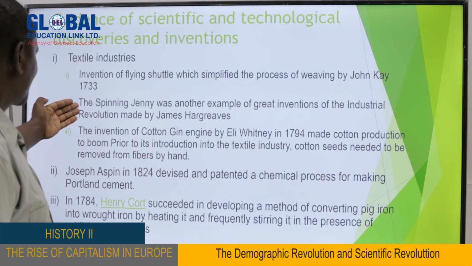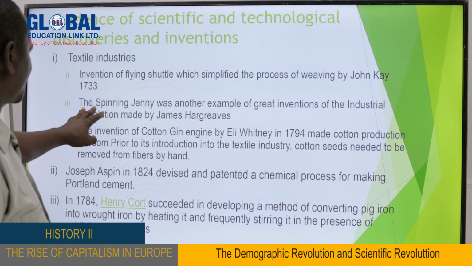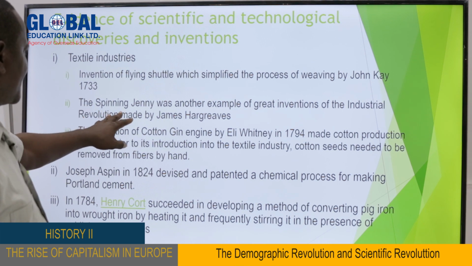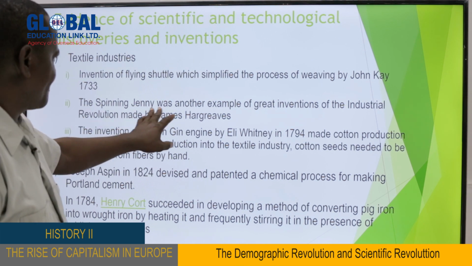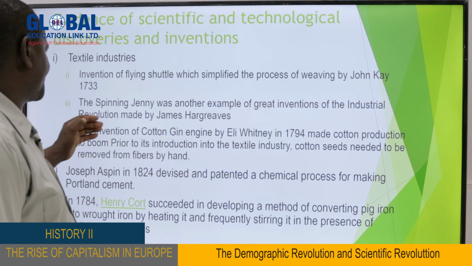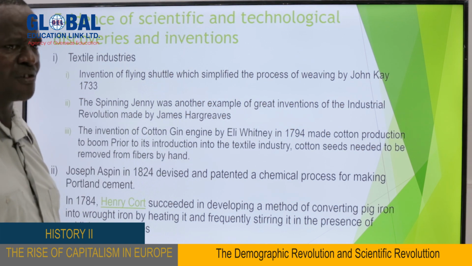this, of course, simplified the process of spinning in the production of clothes. And then there was another invention, which was the invention of the spinning jenny. This was another great invention of the Industrial Revolution, and this was made by John Hargreaves.